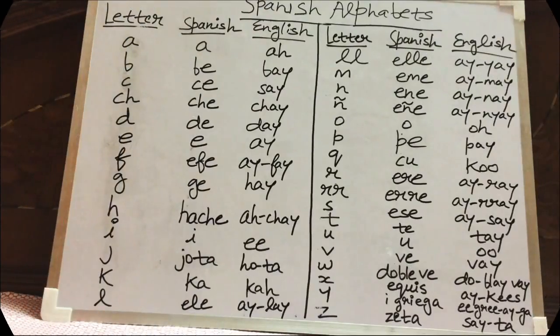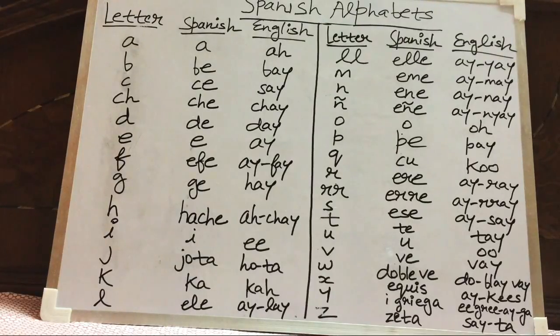The first letter is A. It is pronounced as A. It is quite similar to the pronunciation of A in father. B is pronounced as Bay. It is pronounced very softly. C is pronounced as say. We have an additional letter in Spanish after C, that is CH. It is pronounced as Ch. It is quite similar to CH in church.